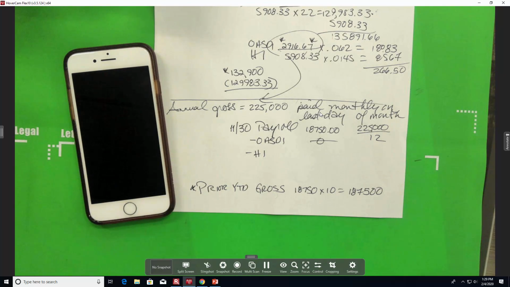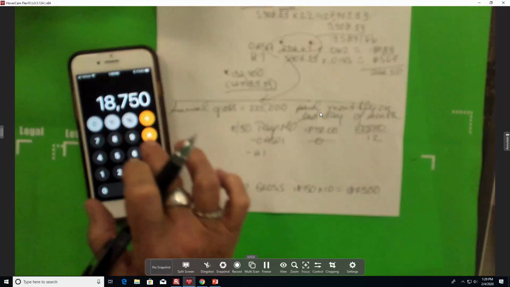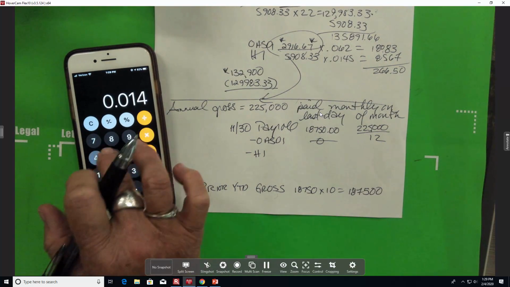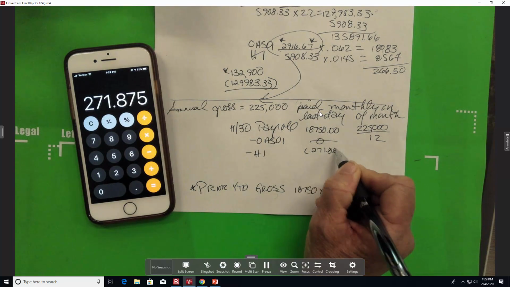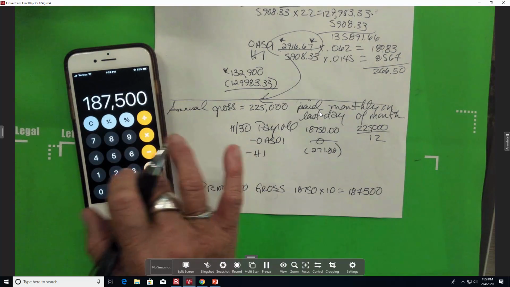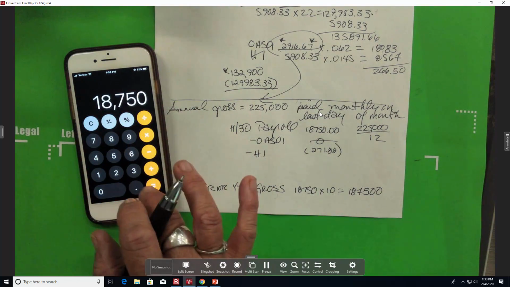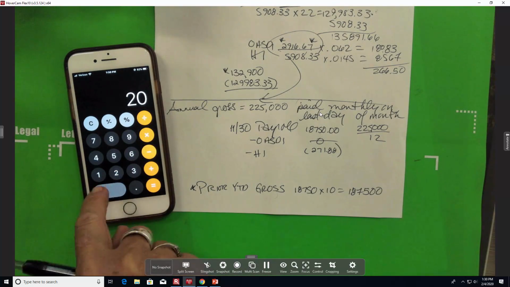Chapter was the one with the ratios that we didn't do in finance. Remember? Chapter 1. Okay, so times 0.0145. So 271.88, right? Plus 187.5 plus 18,750 puts me to 206,250. So only 6,250 of it has that additional 0.9, right?